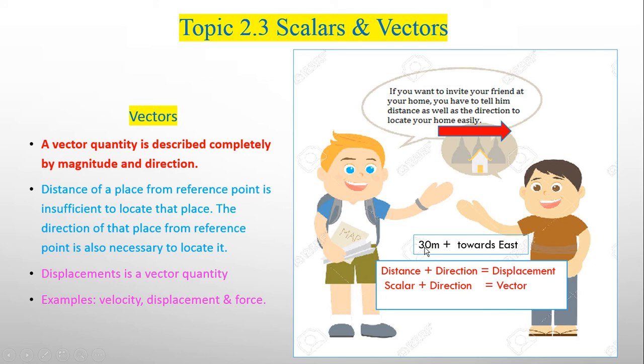So, if you tell him that 30 meters is the distance towards east, then it will be more convenient for your friend to locate your home from that particular place, which is called the reference point. So you can say distance of 30 meters plus direction is equal to displacement. Means whenever a scalar quantity is described by its direction, it is termed a vector quantity. So displacement is a vector quantity. Other examples of vectors are velocity, displacement and force.